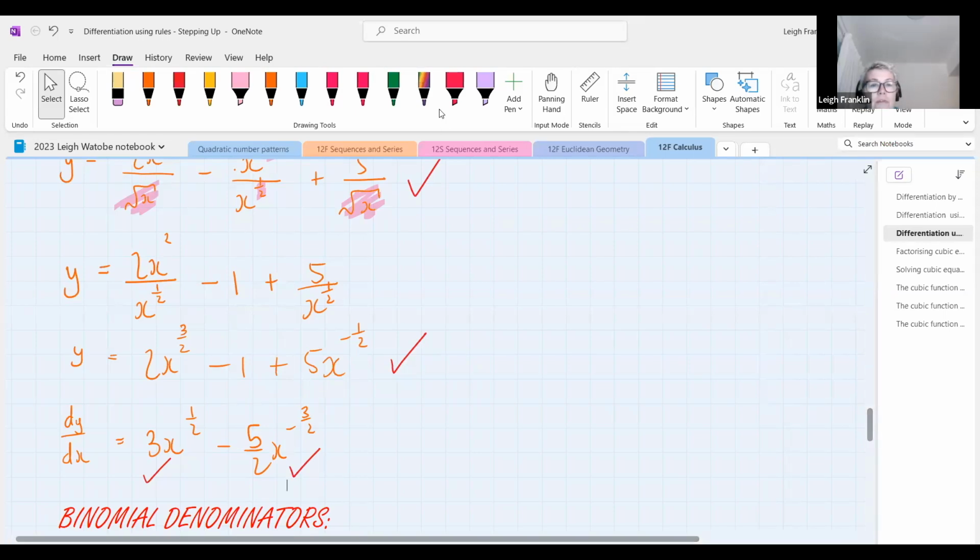Teddy's hand is up. Teddy, what's up? Hello, ma'am. Ma'am, I just wanted to know about the notation. Is it fine if you kept dy over dx from the get-go? No, Teddy, it's not okay at all.